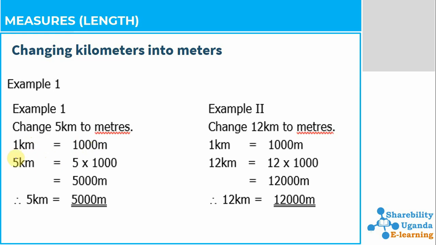So here we have the concept that we should have in our minds. 1 kilometer is equal to 1,000 meters. That means a kilometer is bigger than a meter. So in solving our question here, changing our kilometers to meters, we shall be able to use this concept.